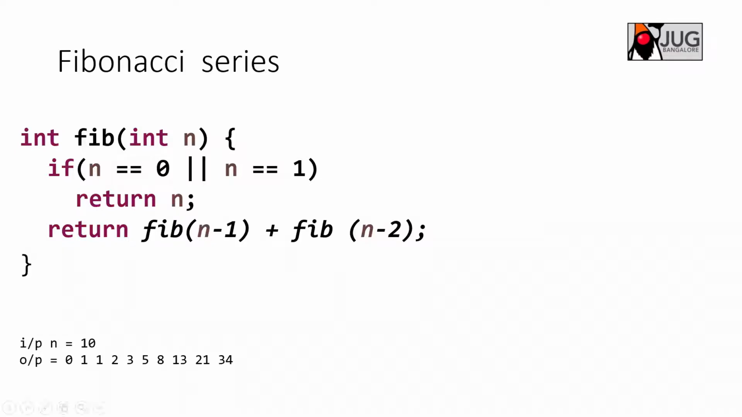So what you need to do is add the last two elements. For example, here, 0, 1, you add 0 plus 1 is 1. And then 1 plus 1 is 2. 1 plus 2 is 3. 3 plus 2 is 5. 5 plus 3 is 8. So this is called the Fibonacci series.